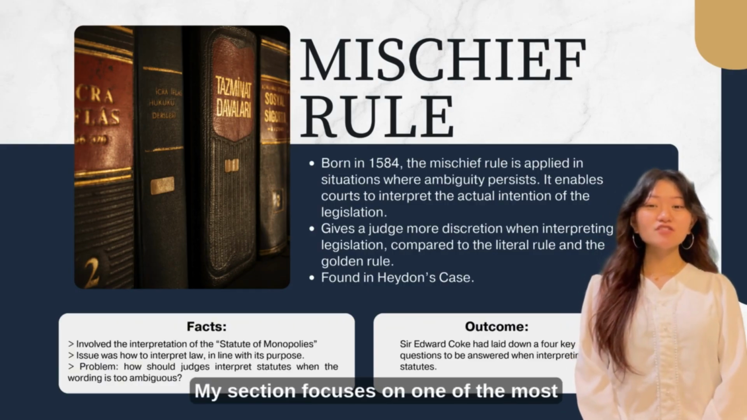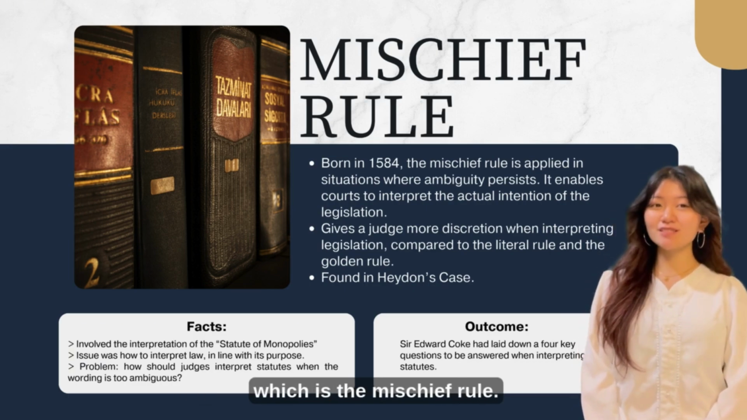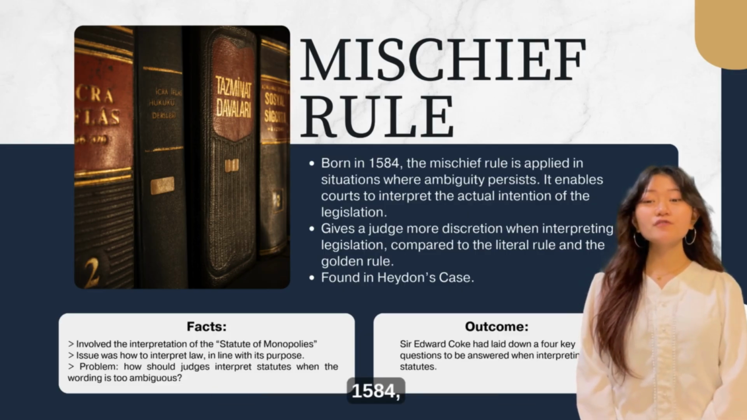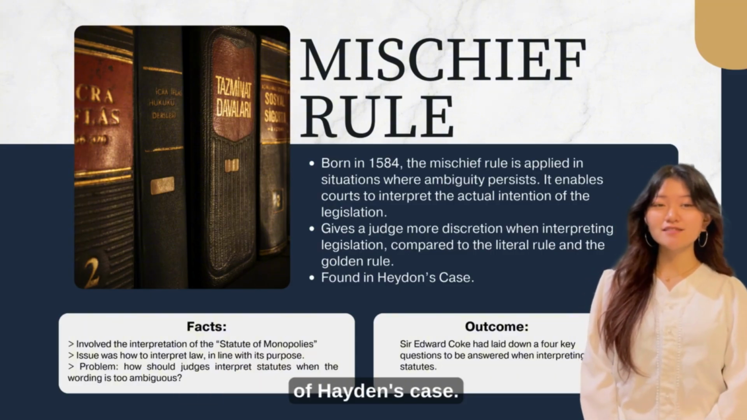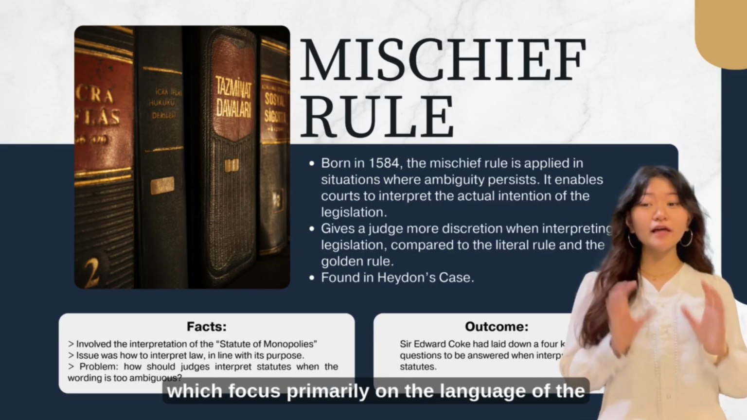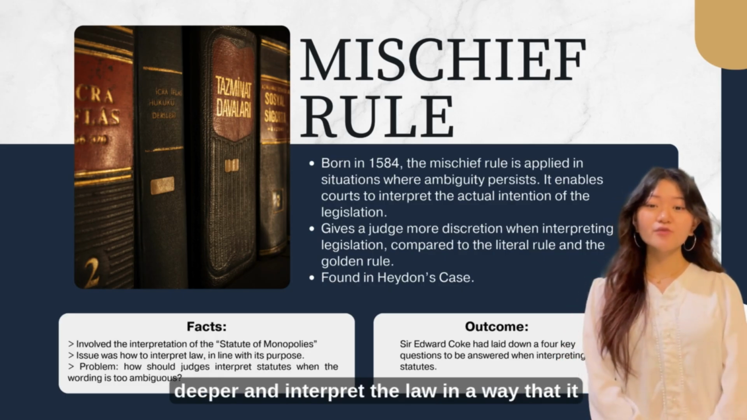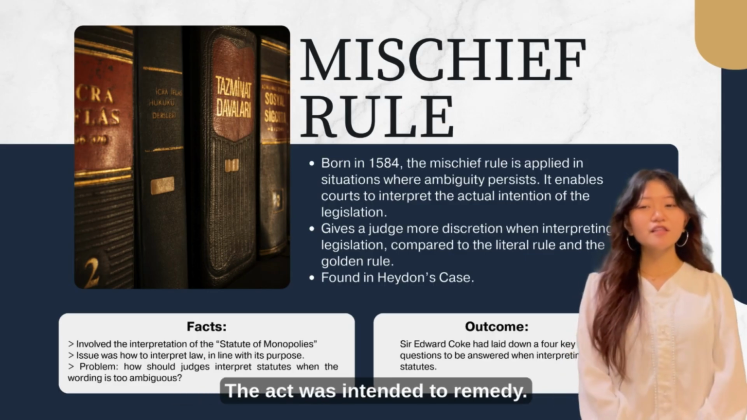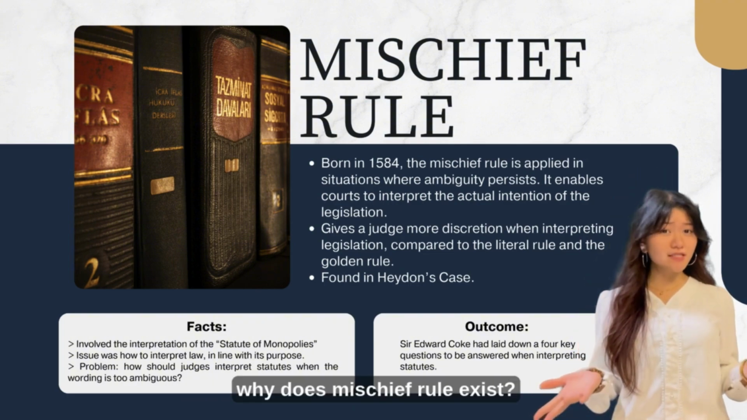My section focuses on one of the most influential rules of statutory interpretation, which is the mischief rule. This rule dates all the way back to 1584, where it was established in the landmark case of Heydon's Case. Unlike the literal and golden rules, which focus primarily on the language of the statute, the mischief rule allowed judges to go deeper and interpret the law in a way that tackles the problem, the mischief, the act was intended to remedy.